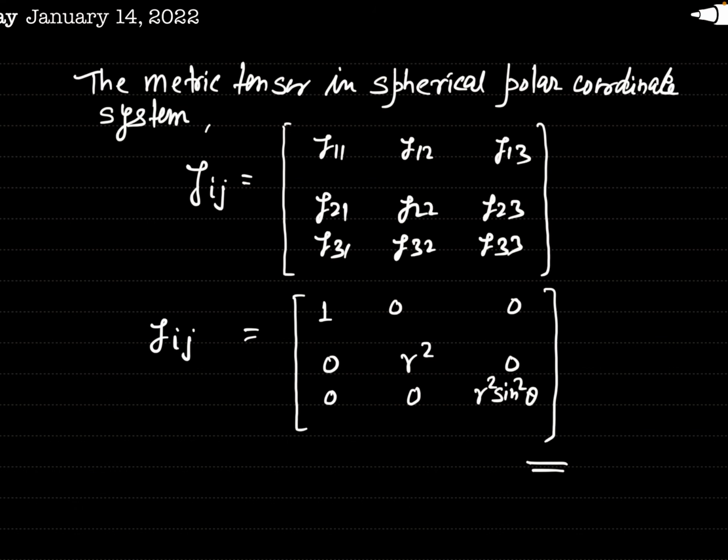Don't be confused that I have not written the prime sign here, because I am considering only a spherical polar coordinate system. So if you say that Gij are the components of the metric tensor in a spherical polar coordinate system, then you can write the symbol without prime. And these are the components in matrix form for the metric tensor in a spherical polar coordinate system. So I hope you have understood the concept which I have discussed, how we can transform the line element and how we can obtain the metric tensor in the spherical polar coordinate system.